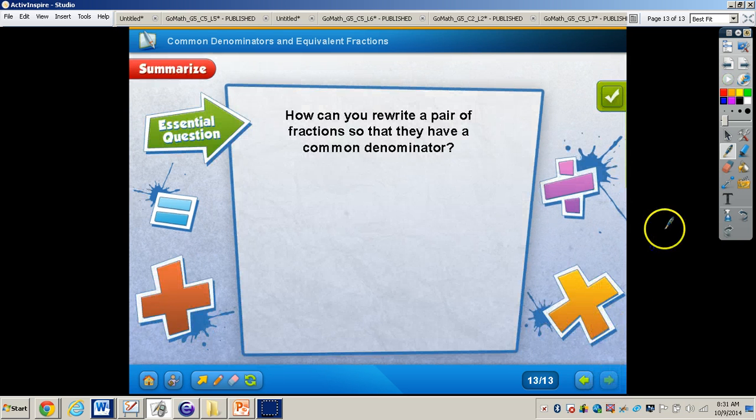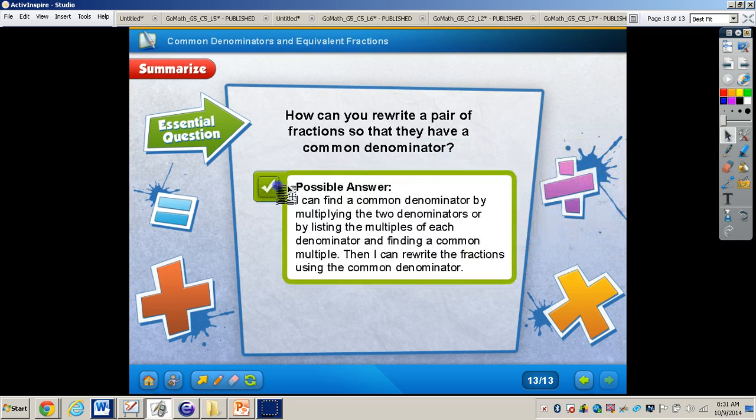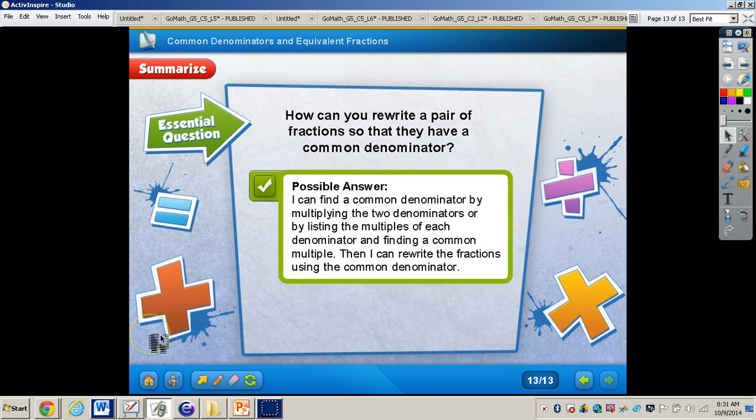And moving to the essential question, how can you rewrite a pair of fractions so that they have a common denominator? You can see the answer to this. I want you to read through it. And it's very, very important that finding a common denominator and the least common denominator, you need to go about in two separate ways. You can go about it the same way if you're using the list of multiples, but very important, for the least common denominator, you have to list the multiples of each denominator.